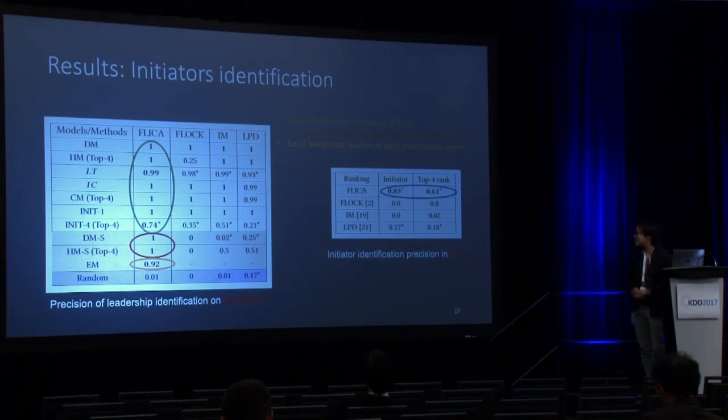Compared to the state-of-the-art methods, all of them just fail to detect on this noisy data set because they just use a simple way to define leadership, like direction or velocity features, to define which one is a leader.